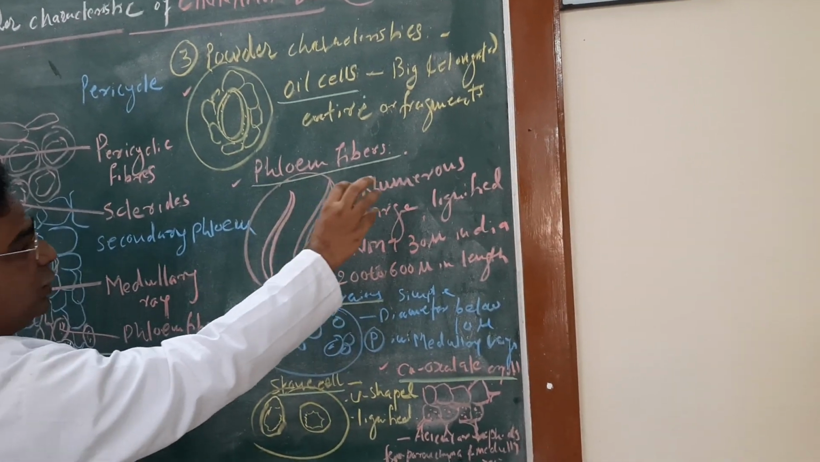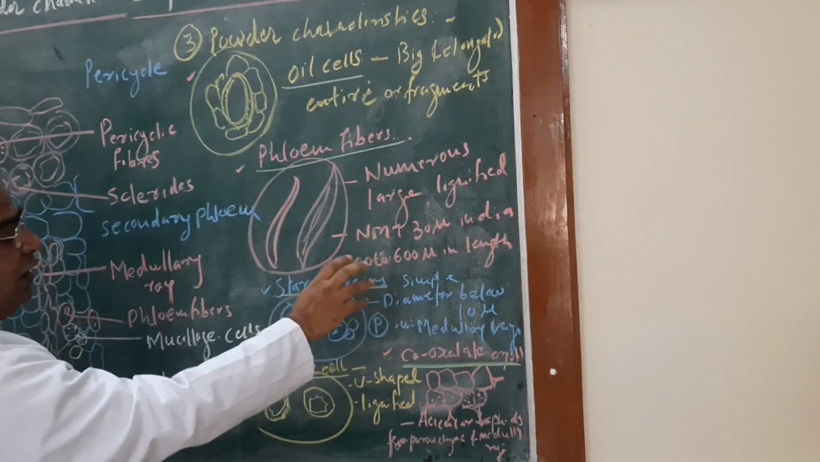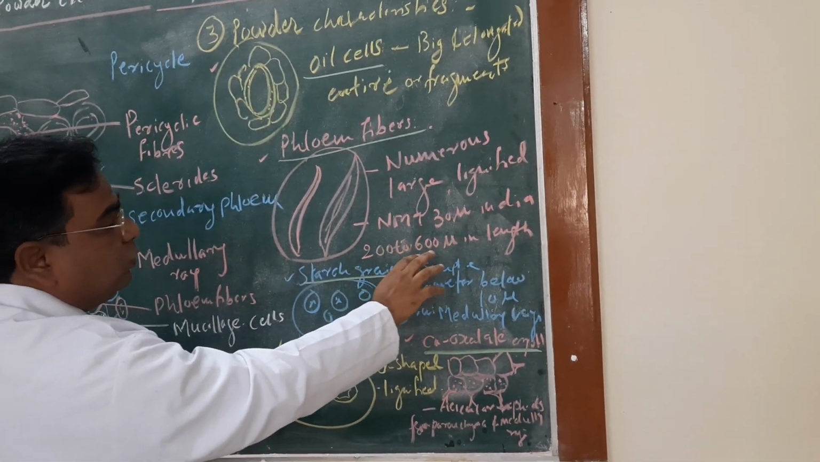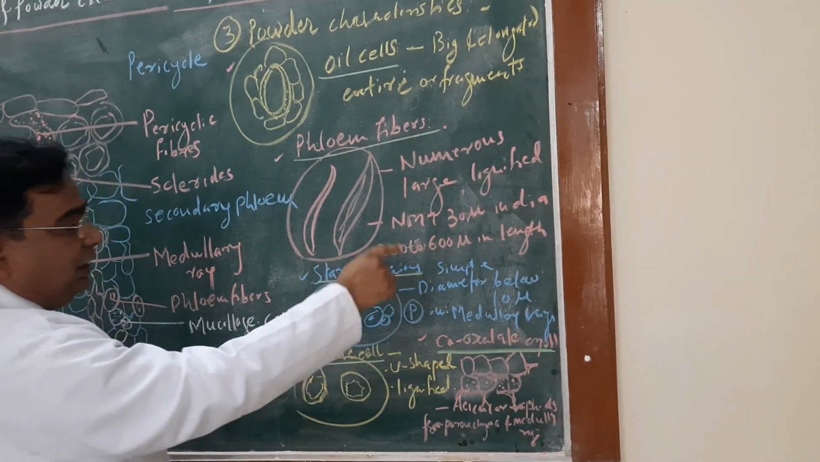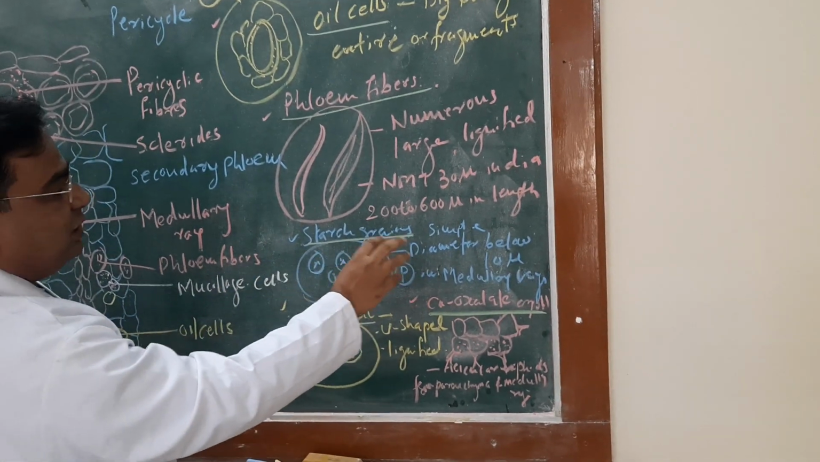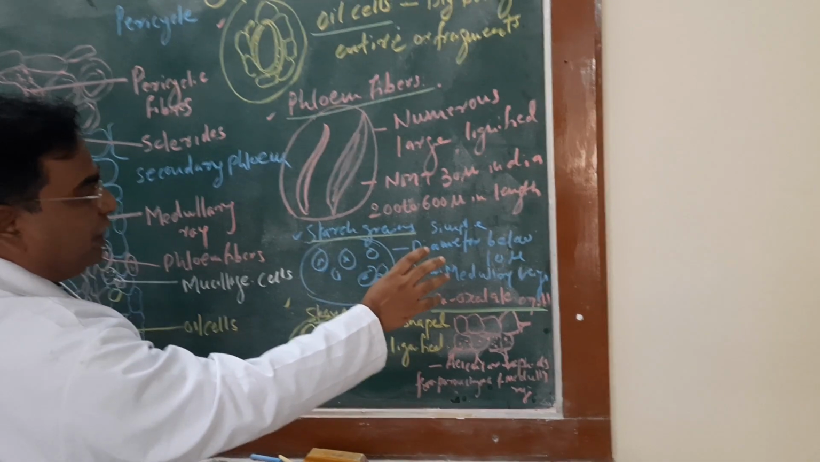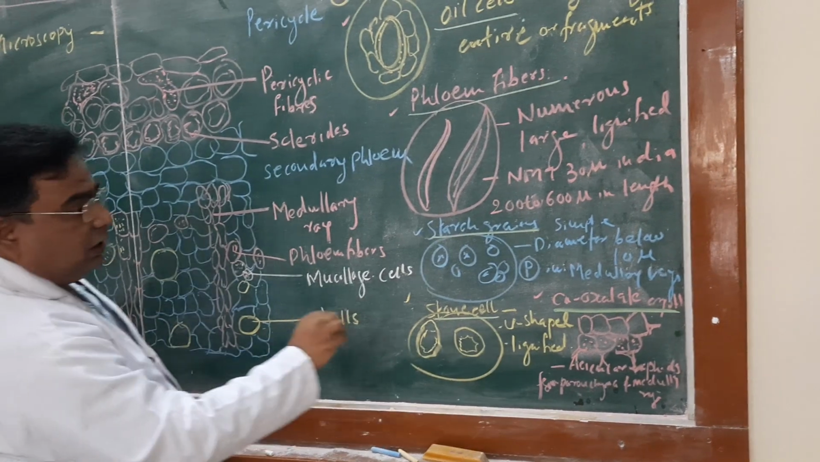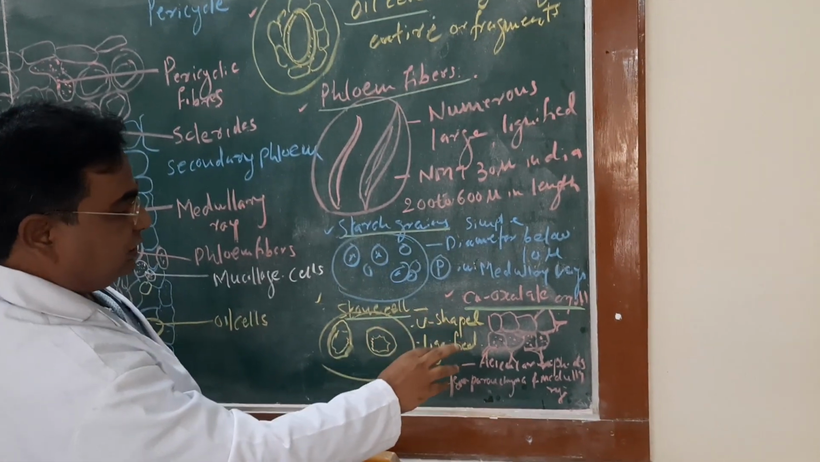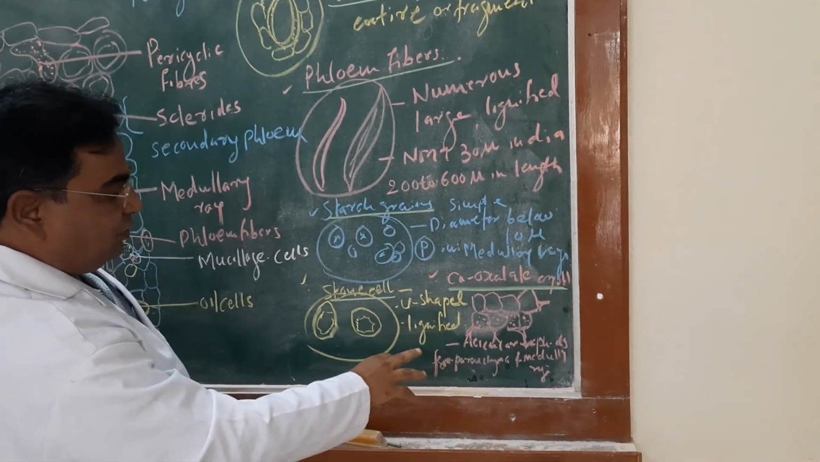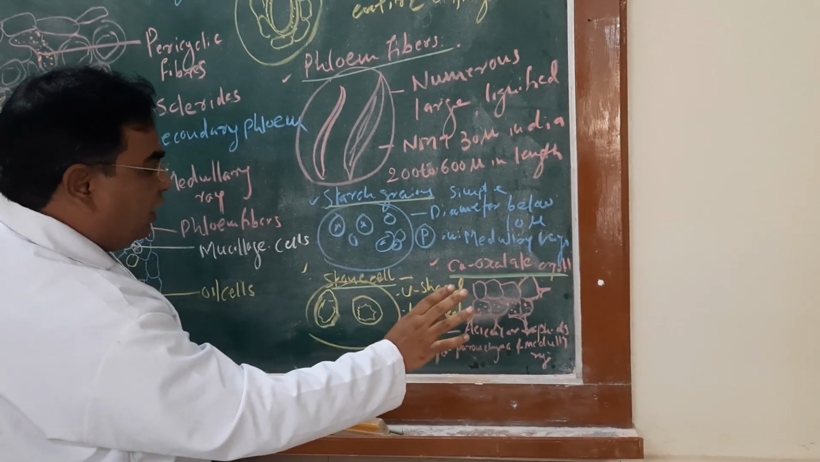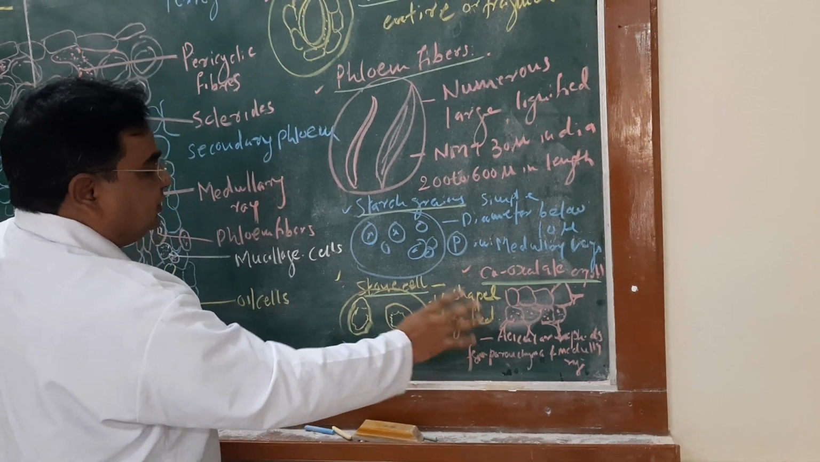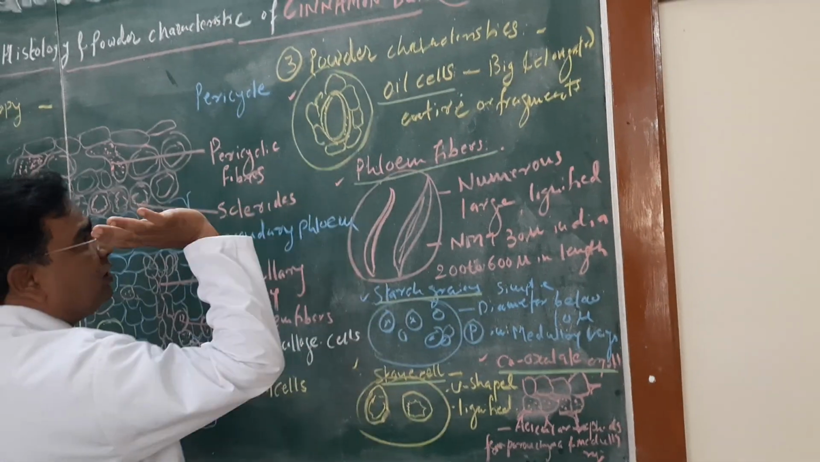Phloem fibers are numerous, large and lignified, not more than 30 micron in diameter and 200 to 600 micron in length. Starch grains are simple, with diameter below 10 micron, present in medullary rays. Calcium oxalate crystals are acicular raphide type, from parenchyma and medullary rays. Stone cells appear U-shaped and lignified. So this is regarding the powder characteristics.